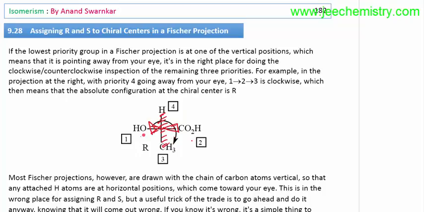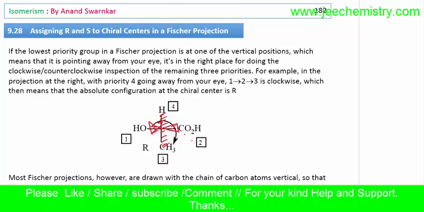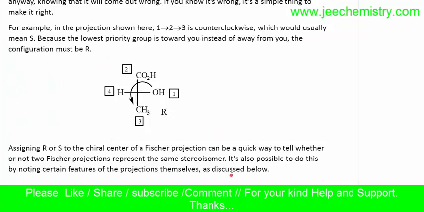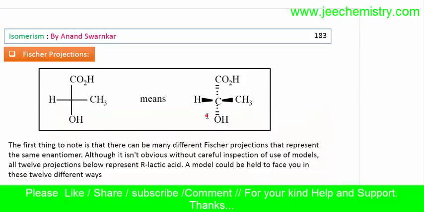So we have to assign priority 1, priority 2, priority 3, priority 4. The fourth priority group is in the dash position, so this is fine, and whatever the answer is, that will be our final. So 1, 2, 3 goes clockwise, so the answer will be R. Here also the answer is shown as R. Here also I have shown this is a wedge position, this is a dash position. In the Fischer projection formula, the vertical lines represent dash and the horizontal lines represent wedge.